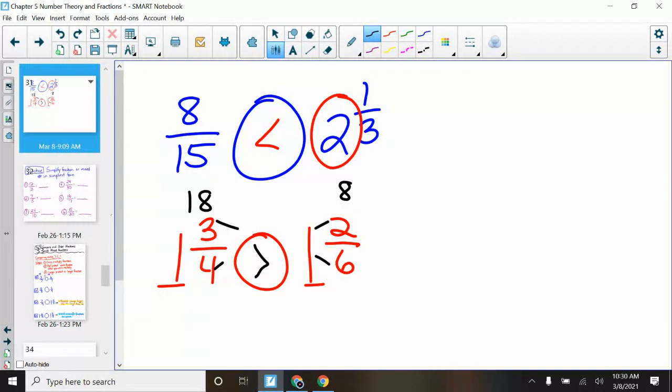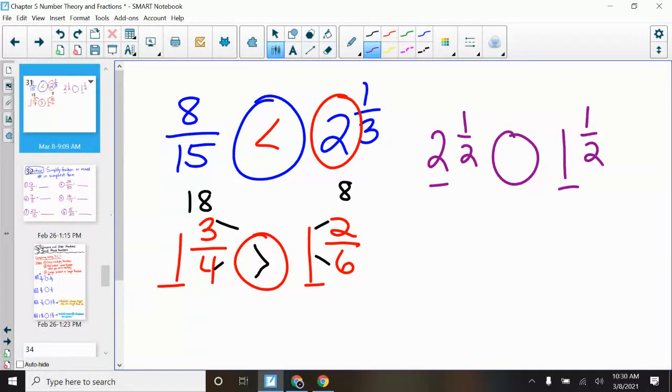Can you go back to the steps? I didn't finish copying. Yeah, hang on. One last little example before Spanish. Wait a minute, let's do one more. Let's say you have 2 and 1/2 is greater, less, or equal to 1 and 1/2. Which one's bigger? They're not equal. This one has a 1 as the whole number, this one has a 2. What's always bigger? 2. So with mixed numbers, always pay attention to the whole number first.